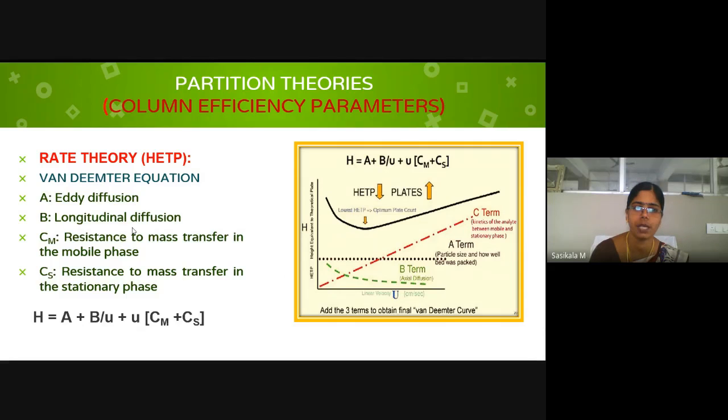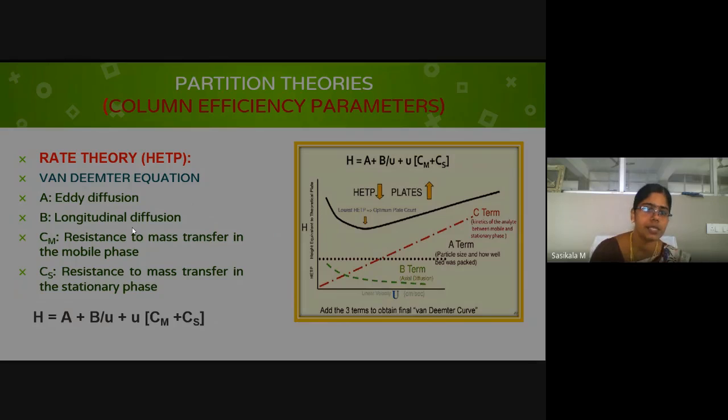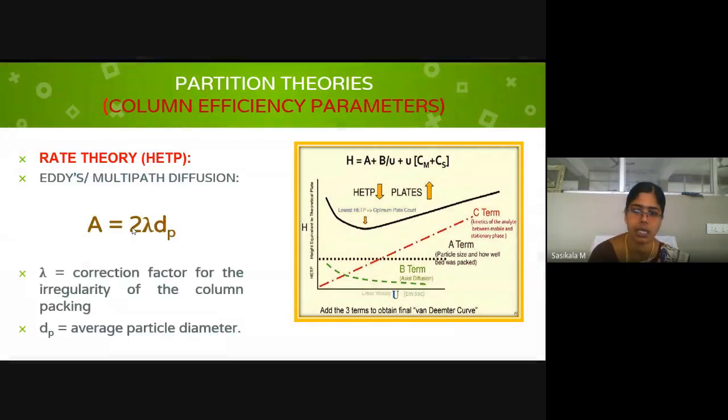Now let's move on to a brief discussion about rate theory. First one is eddy, or multipath diffusion, that is the A term. It is described by 2 lambda dp. Lambda is a correction factor for the irregularity of the column packing. So as I told, it is related to the column packing and particle size. This lambda factor is related to column packing, and dp represents the average particle diameter. D represents diameter, P represents particle. So it is representing particle size, and lambda representing column packing.